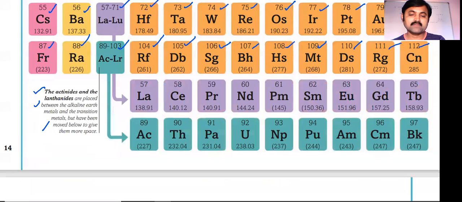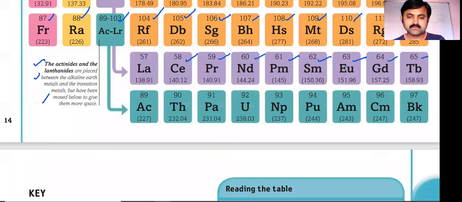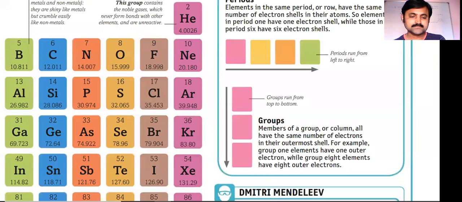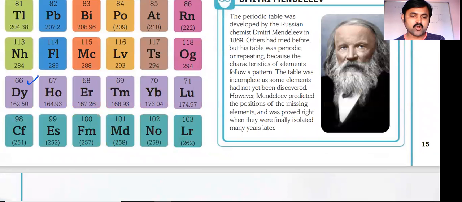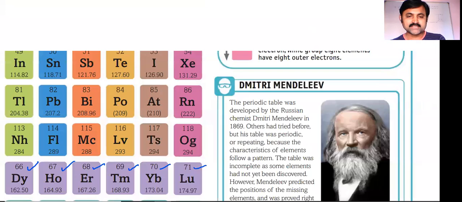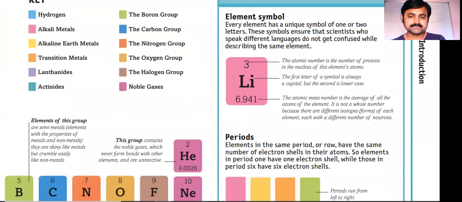Below, we observe lanthanum onwards. Next to lanthanum we have cerium, praseodymium, neodymium, promethium, samarium, europium, gadolinium, terbium. After terbium, we have dysprosium, holmium, erbium, thulium, ytterbium, and lutetium.